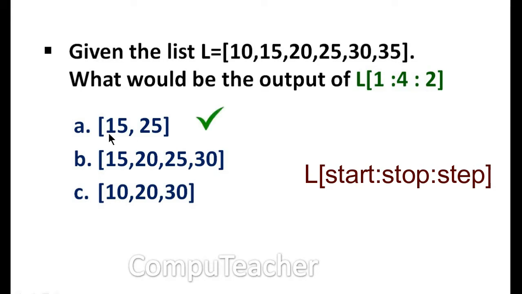It is 15, 25. That is, the start value is 1, the value at index 1, that is 15, then up to index 3, here it is 4, so up to index 3. Index 3 is 1, 2, 3. Then the step value is 2, that is first value 15, then step by 2, next value is 25.